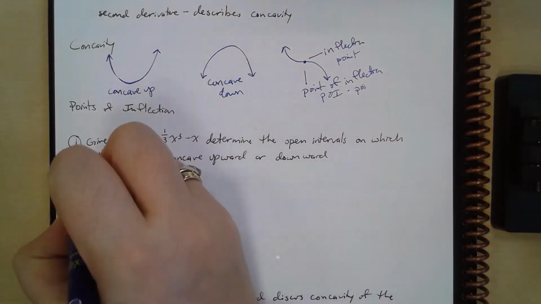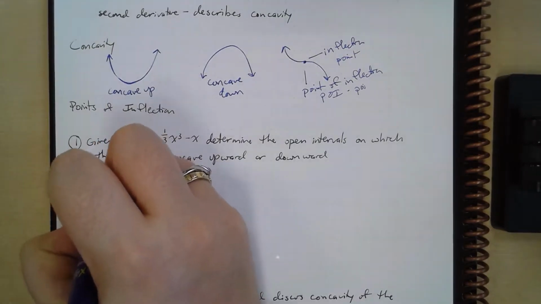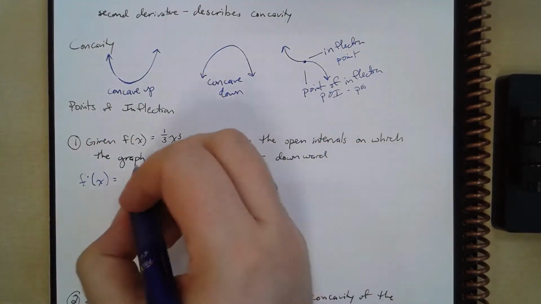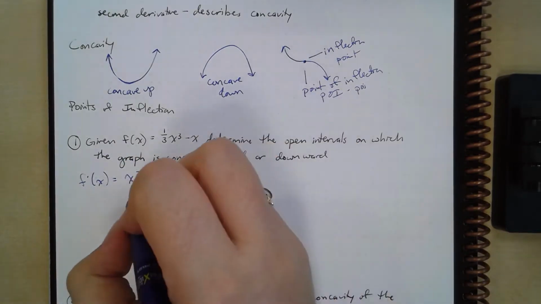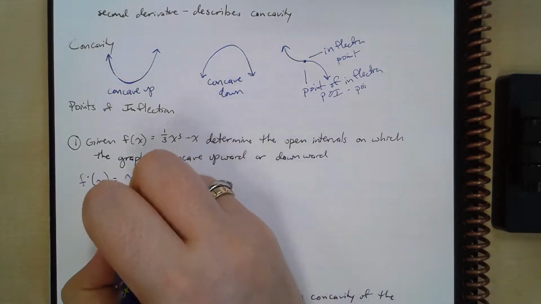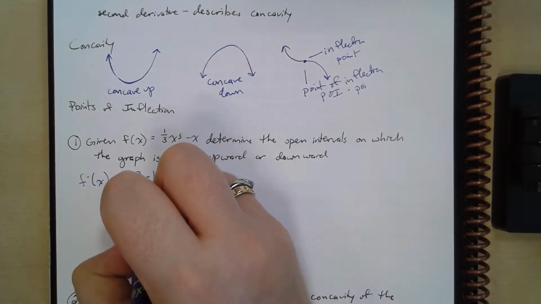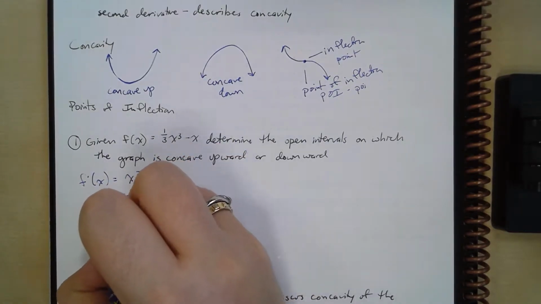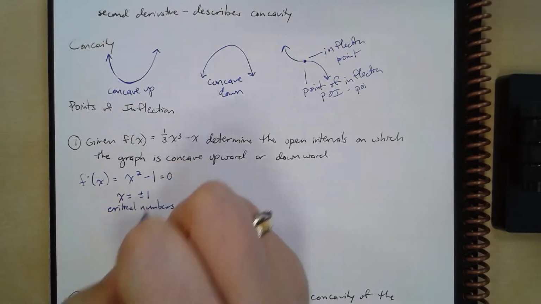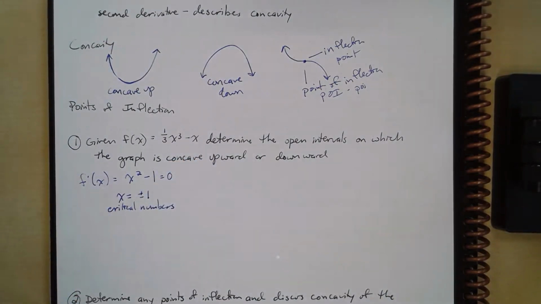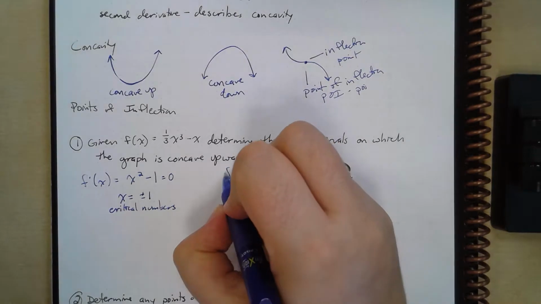So first we'll find our first derivative. f prime of x is equal to x squared minus 1. And if we set that equal to 0, then x would be equal to plus or minus 1. And these are our critical numbers. You remember? These are our critical numbers. We could find out where it's increasing and decreasing if we wanted to, but I'm a little more interested in our concavity today, so we're going to find our second derivative.